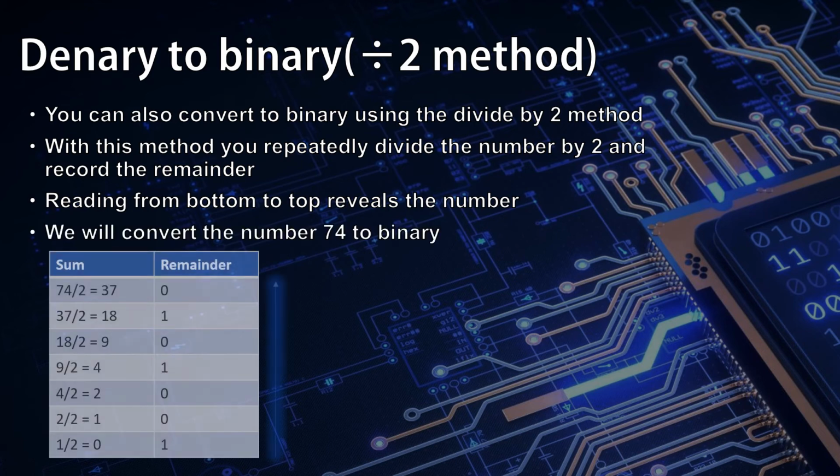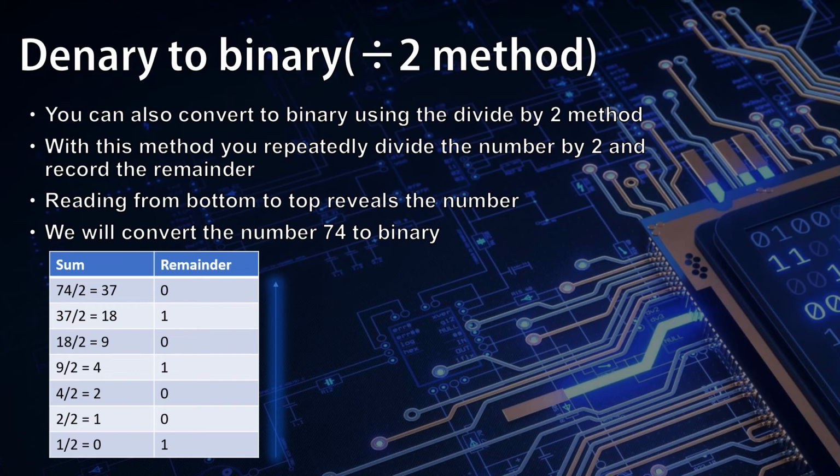If you look below as we convert the number 74 again, you can see that 74 divide 2 would be 37 with no remainder. 37 divide 2 would be 18 with a remainder of 1. 18 divide 2 would be 9 with a remainder of 0. And we carry on with this pattern.